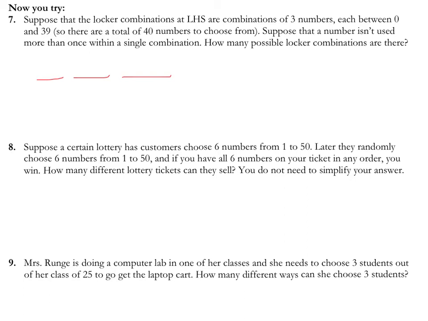So order definitely matters. So there are 40 different numbers to choose from for the first number, and then 39 for the second, and 38 for the third. And so in total, that gives us 59,280. And notice that we don't have to divide by anything because the order does matter in these locker combinations. So we shouldn't divide by some factorial to get rid of those extra copies of when there are the same numbers in a group, but the order doesn't matter.